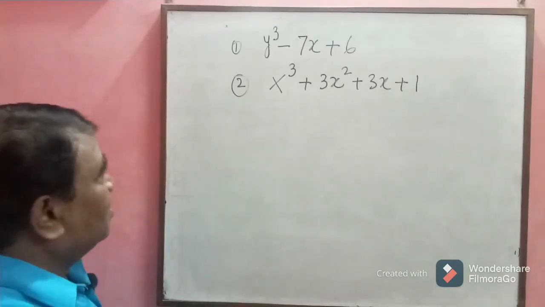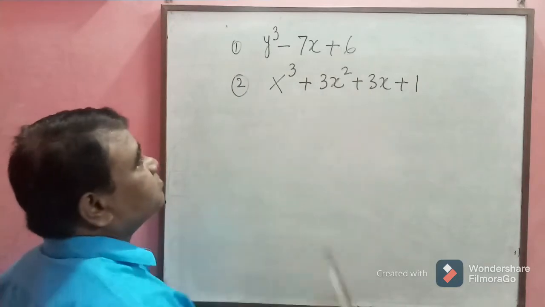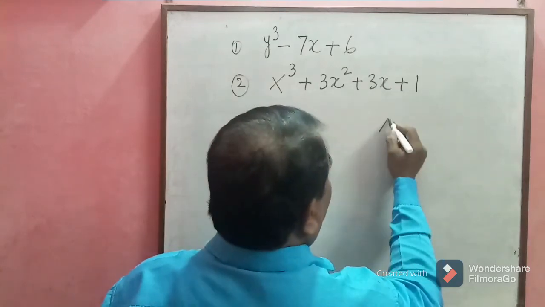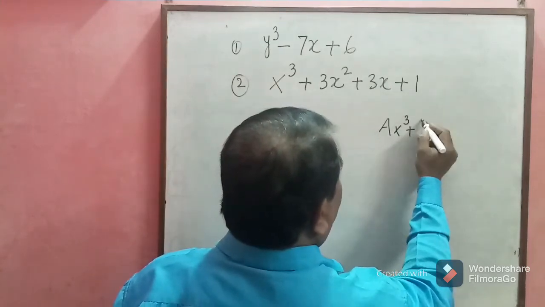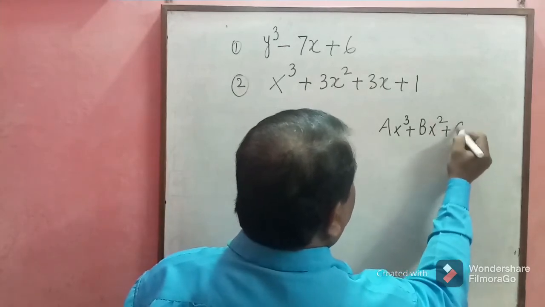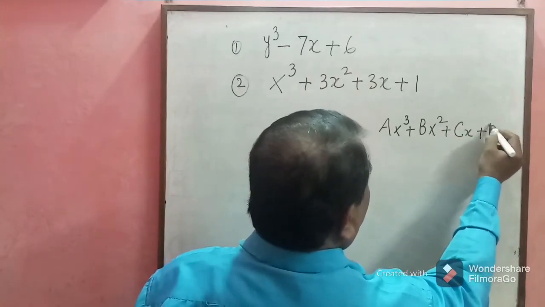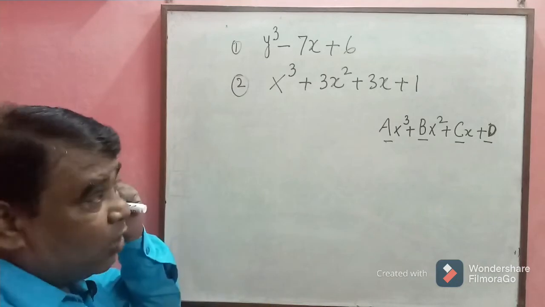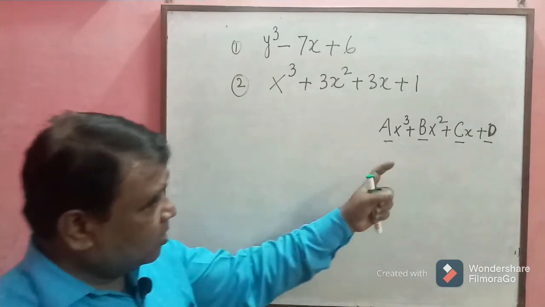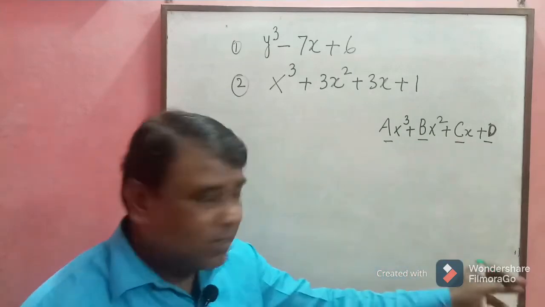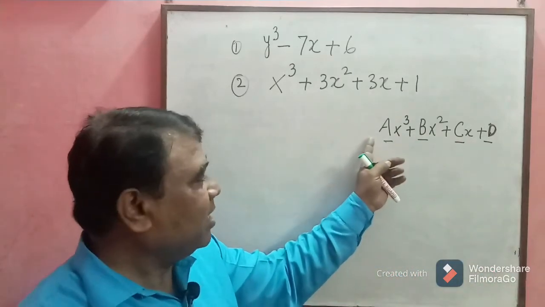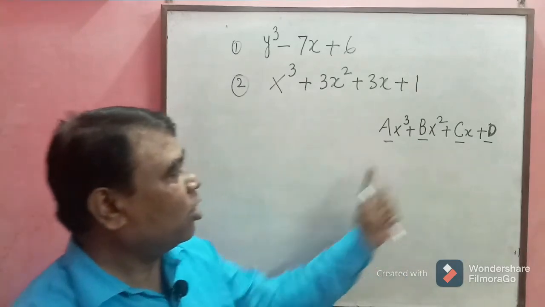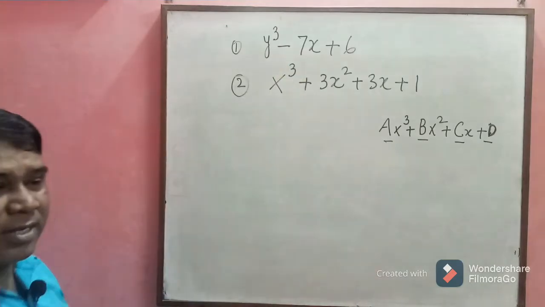Now, it is a cubic polynomial. The standard form of a cubic polynomial is ax cube plus bx square plus cx plus d. Here a, b, c, d are constant integers. a cannot be equal to 0. If a becomes 0, then this will be a quadratic polynomial. So obviously the restriction here is that a cannot be equal to 0. This is the standard form of a cubic polynomial. But here x square is not present.